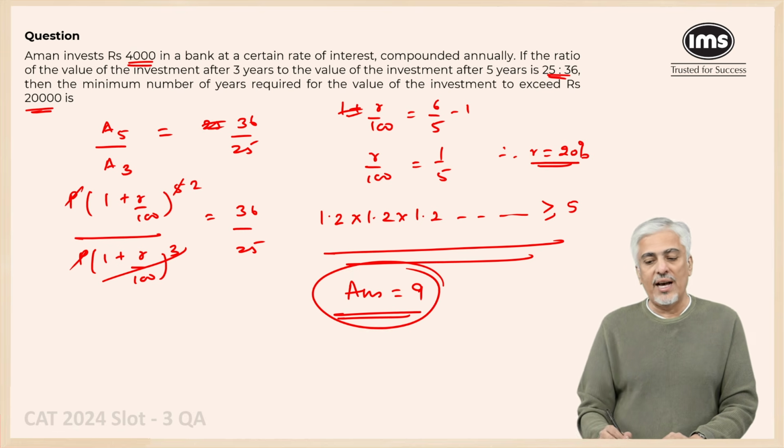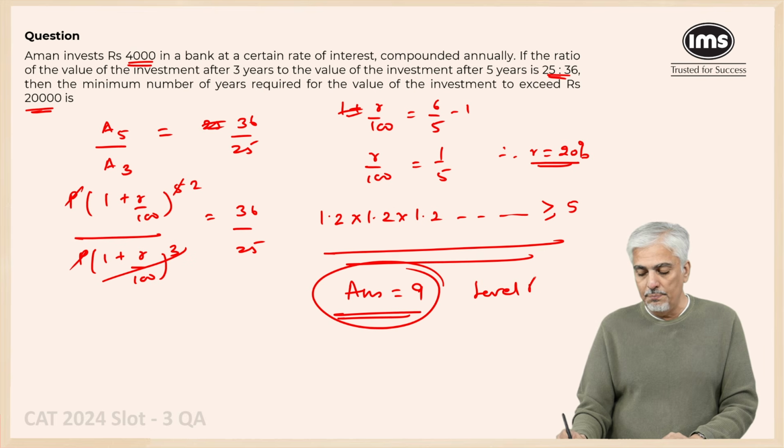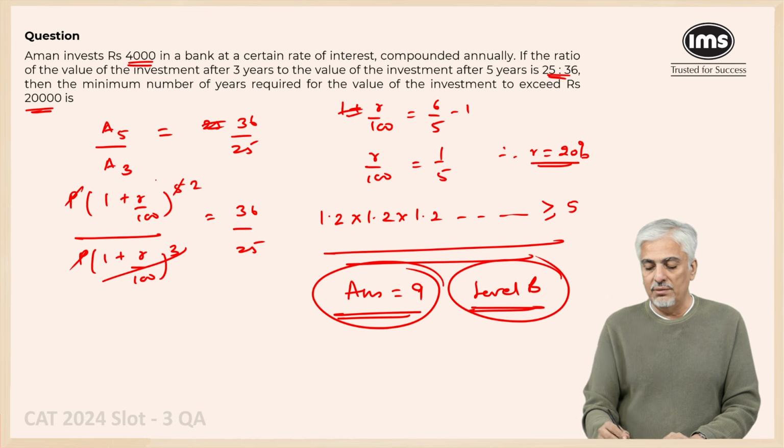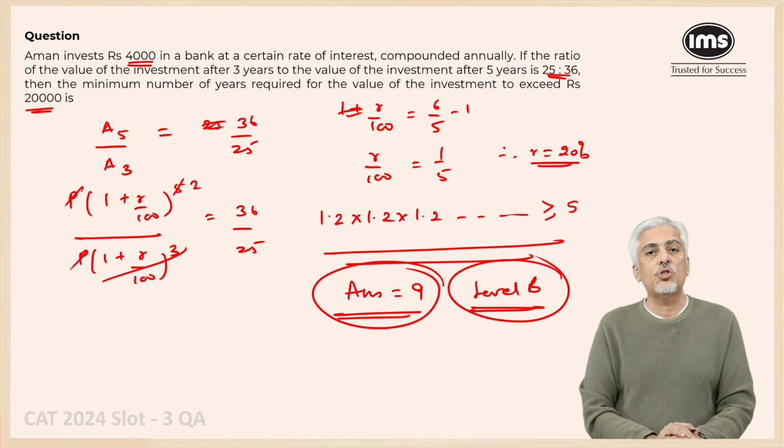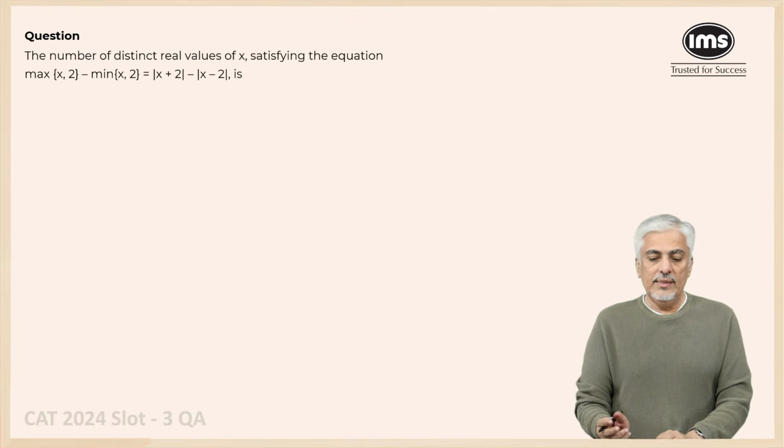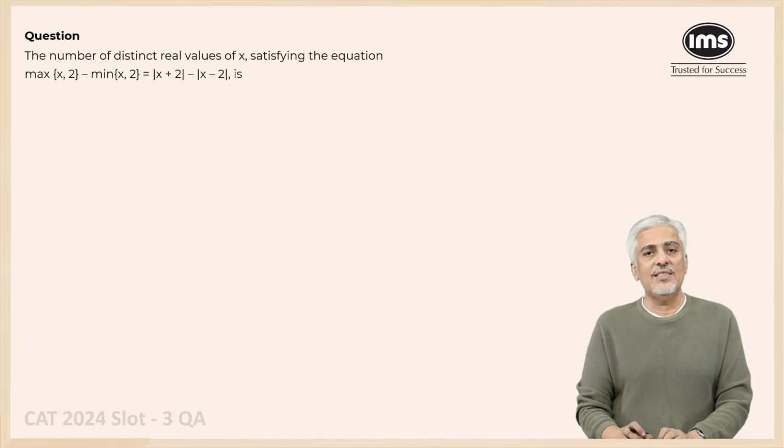So only because of the last part, it becomes a level B question. Otherwise, till finding the rate, the job was pretty straightforward. Let's have a look at the next question. The next question is a slightly difficult question, so pay attention very carefully.